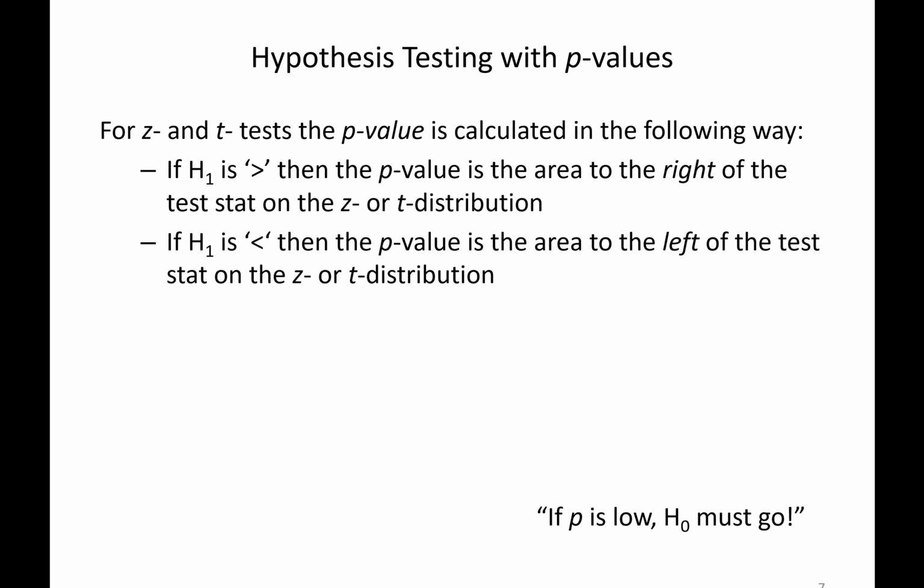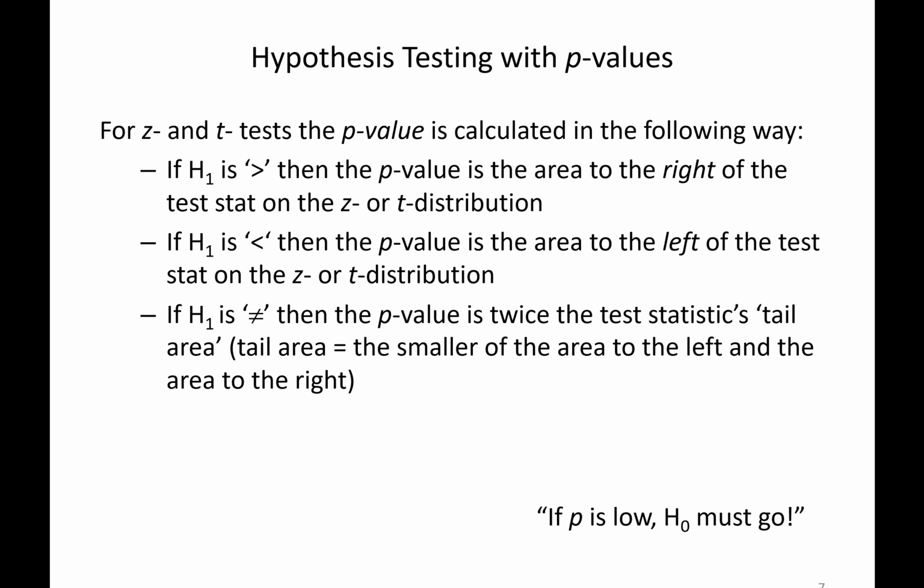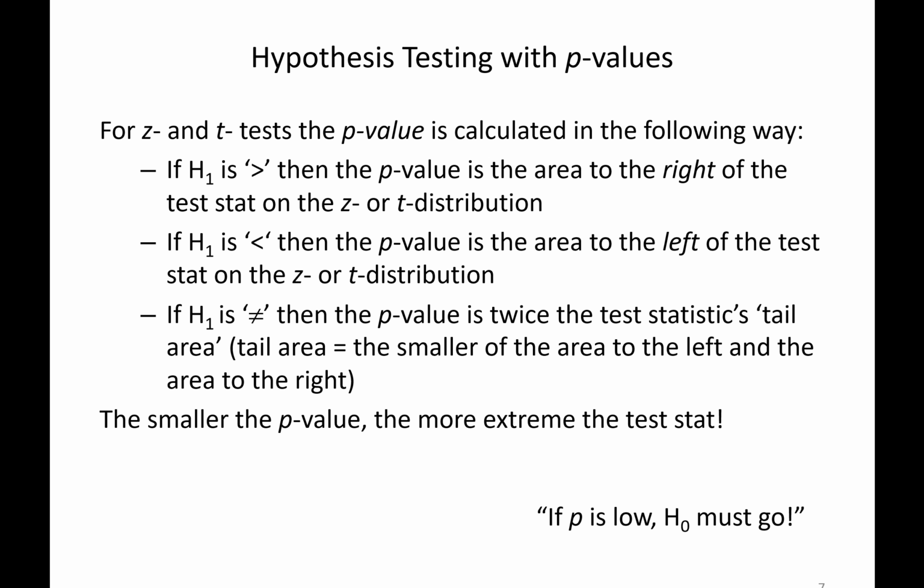that we just did. And if the alternative hypothesis is not equal to, or a two-tailed test, then the p-value is twice the test statistic's tail area, where the tail area is the smaller of the areas to the left and to the right. The smaller the p-value, the more extreme the test statistic.